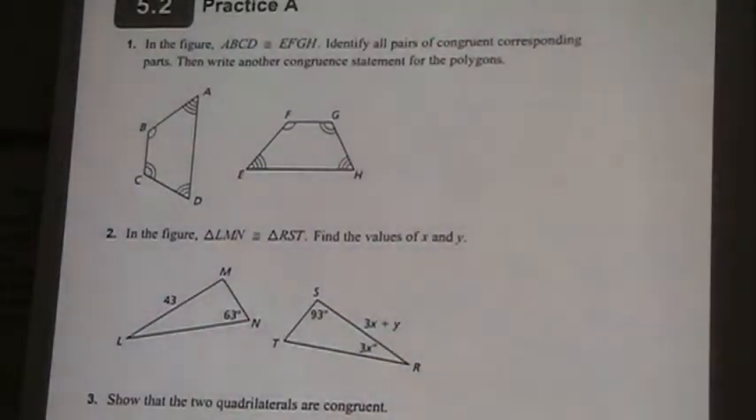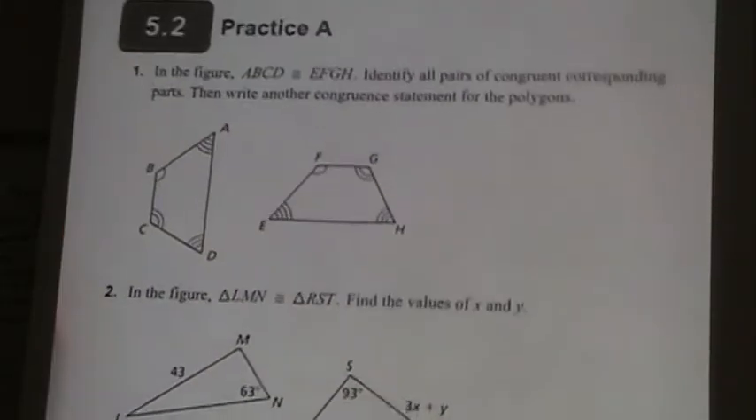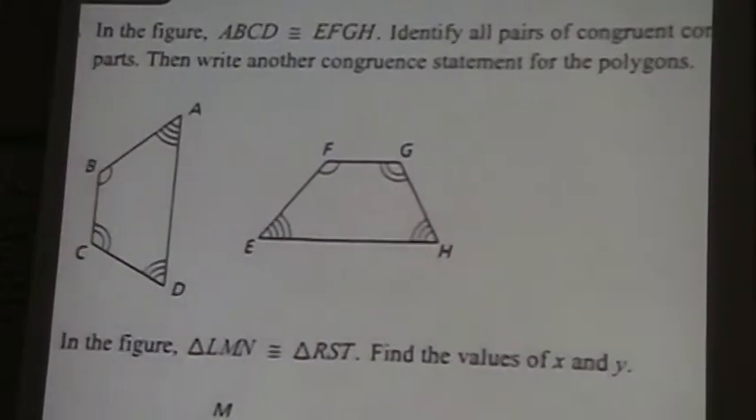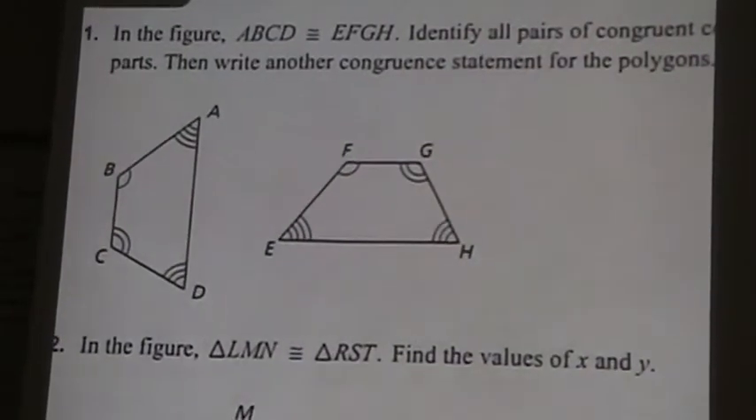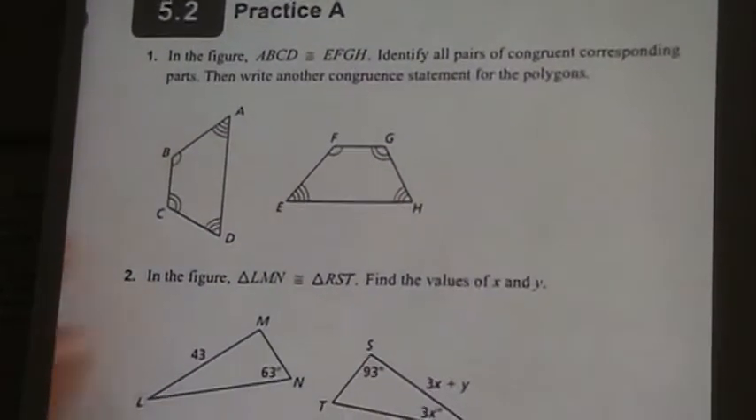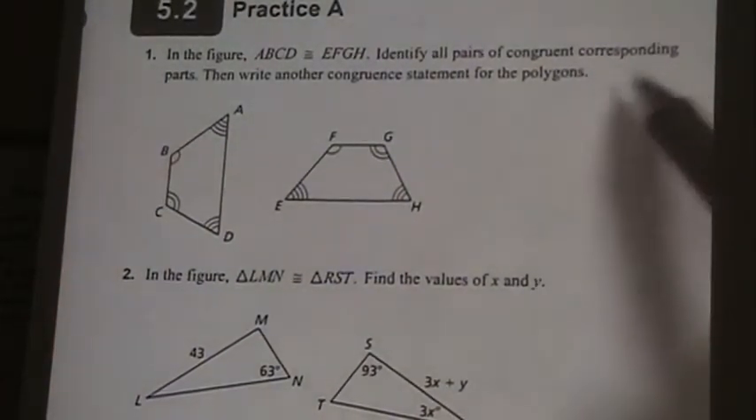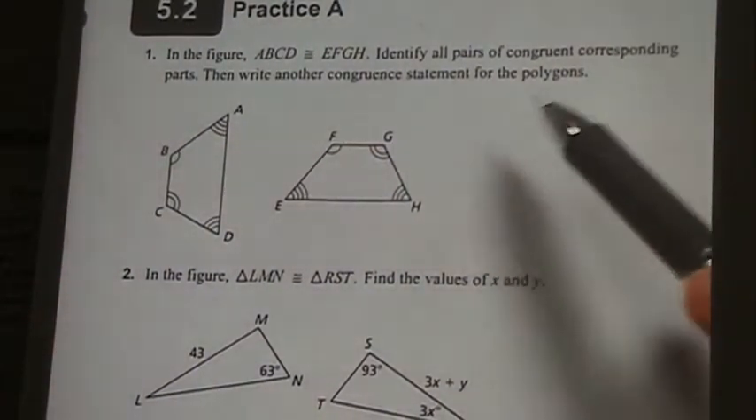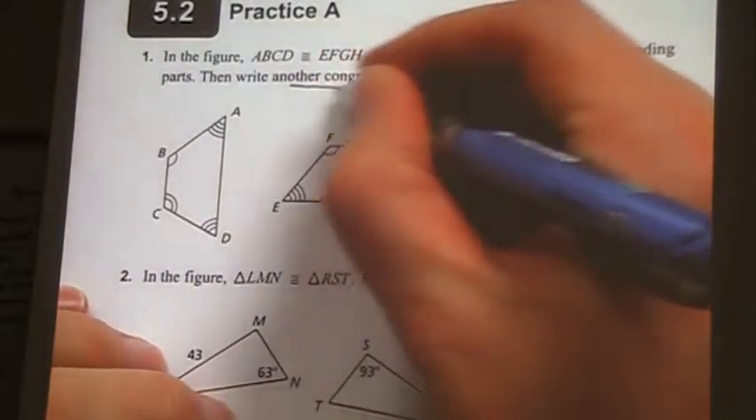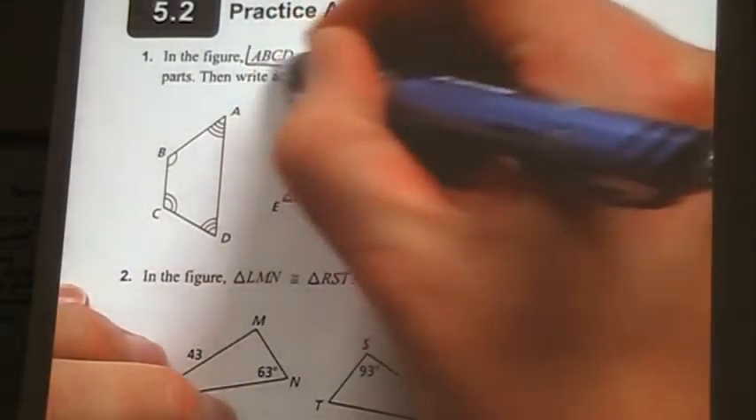Here we go with examples for section 5.2. We've got about 4 to run through. I'll zoom in a hair so you can see better. Oops. Well, hopefully that helps you see better. What this wants you to do, there's 2 parts of this problem. It wants you to identify all congruent corresponding parts and then write another congruent statement. And you'll notice here they've already written one.